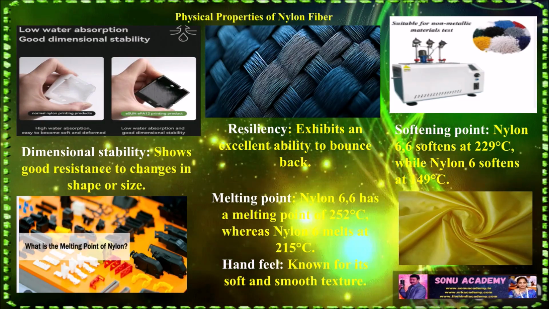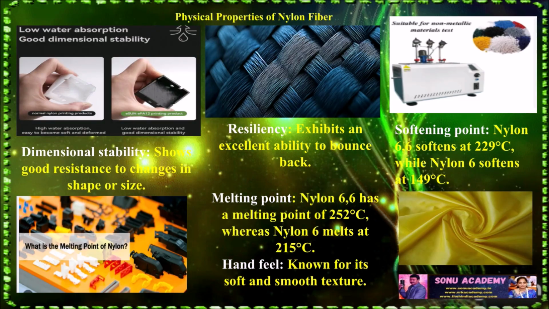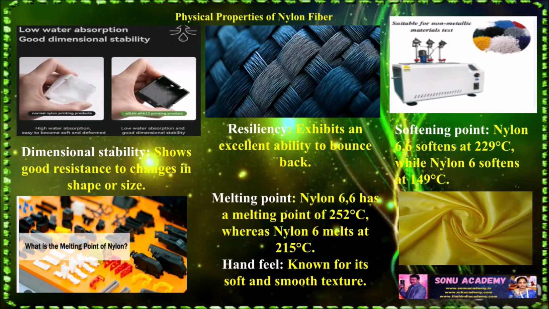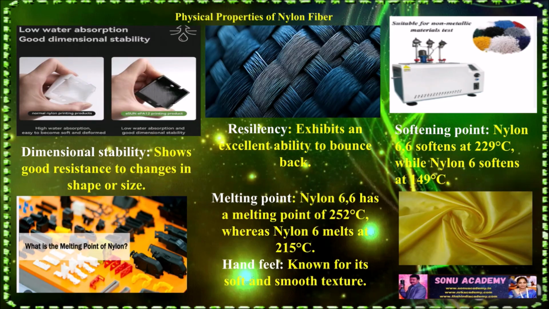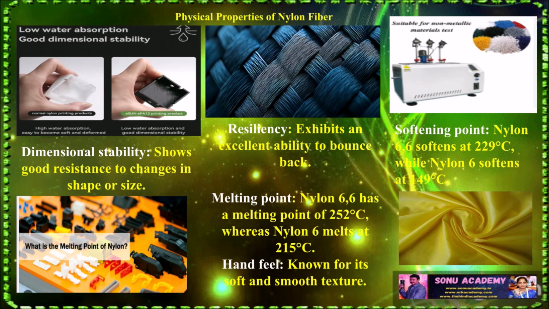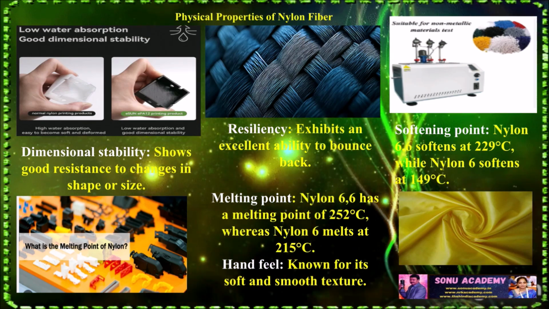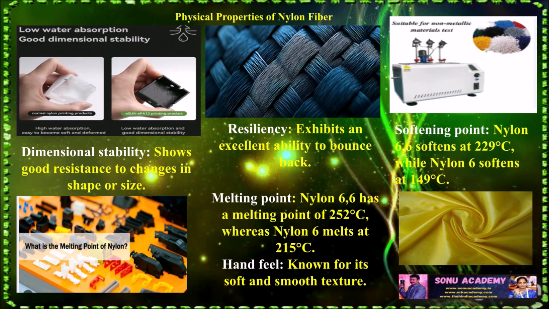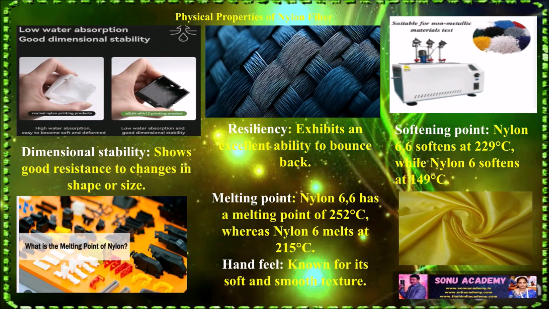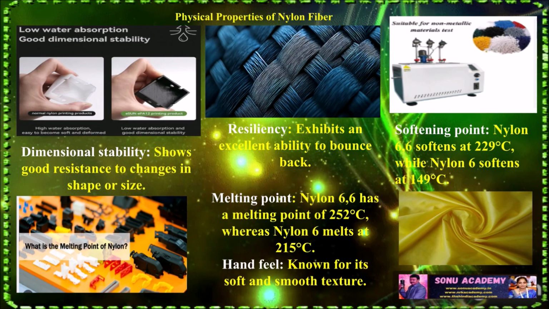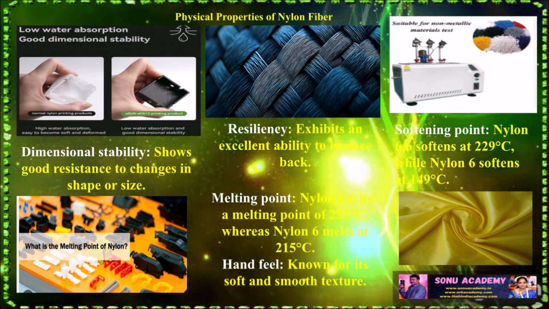Dimensional stability shows a good resistance to change in shape or size. Resiliency: it exhibits an excellent ability to bounce back. Softening point: nylon 66 softens at 229 degrees centigrade while nylon 6 softens at 449 degrees centigrade. Melting point: nylon 66 has a melting point of 252 degrees centigrade while nylon 6 melts at 215 degrees centigrade. Hand feel is known for its soft and smooth texture.